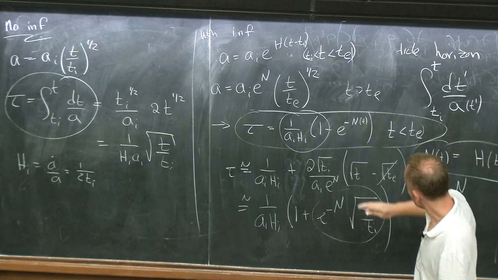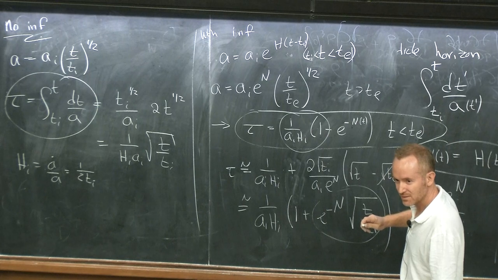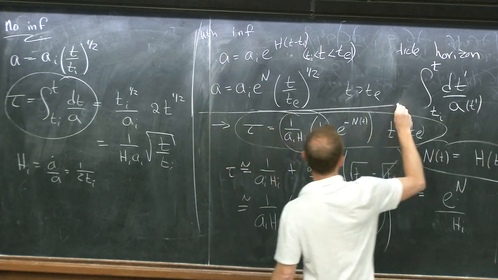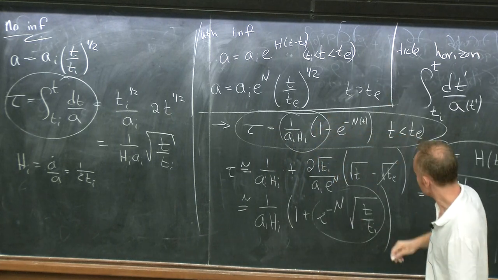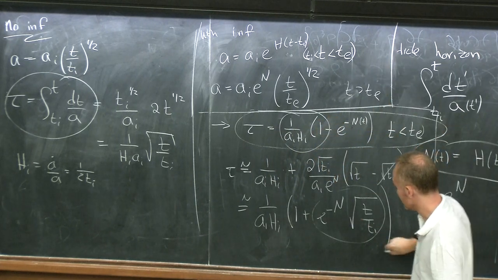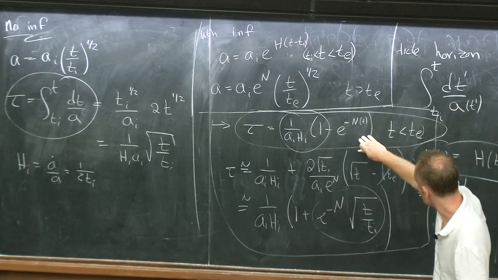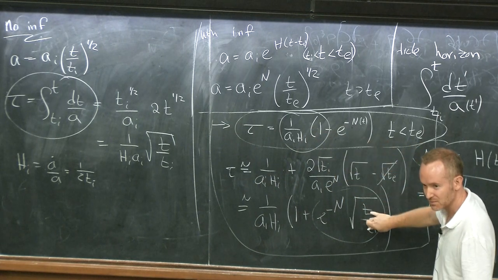So this is the scale factor at any time. And this is the tau corresponding to it at any time. So here it is. You can just take this if you want, but this is for t less than te. This is for t bigger than te.